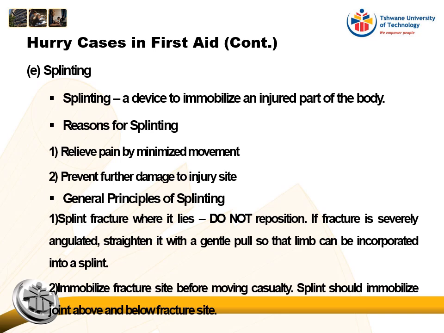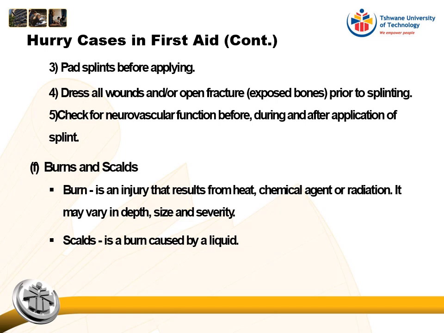The general principles of splinting. Number 1, splint the fracture where it lies. Do not reposition. If the fracture is severely angulated, straighten it with a gentle pull so that the limb can be incorporated into the splint. Number 2, immobilize the fracture site before moving the casualty. The splint should immobilize the joint above and below the fracture site. Number 3, pad splints before applying. Number 4, dress all wounds and or open fractures prior to splinting. Number 5, check for neurovascular function before, during, and after application of the splint.